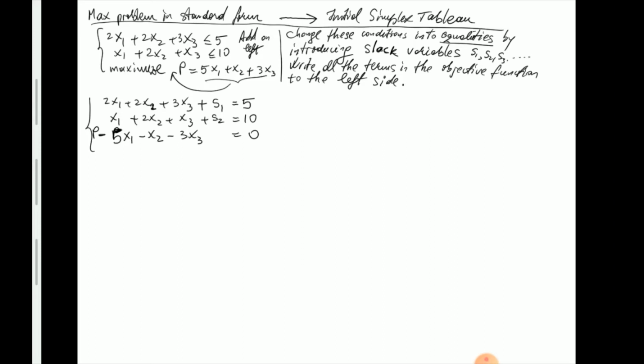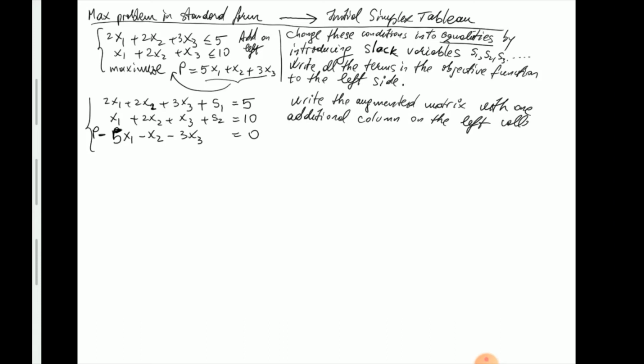And the next step is to simply write the augmented matrix. So from this point on, we're going to write the augmented matrix with one additional column on the left called the column of the basic variables.